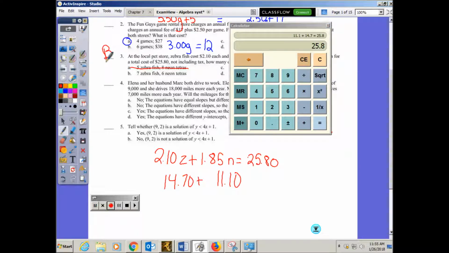If you can't see the board and you want to move up closer, we have seats.